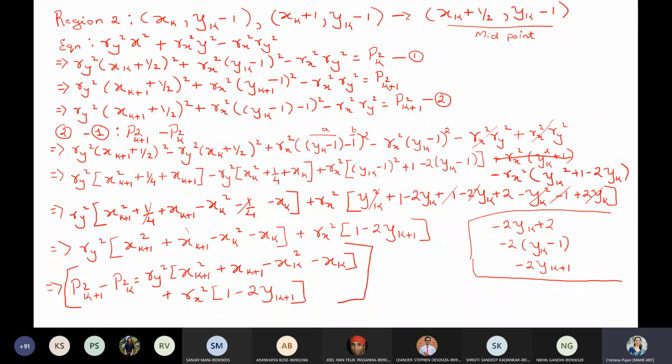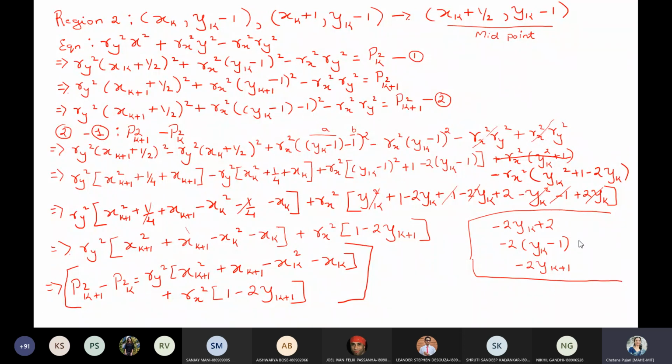Okay, once this is done, you can cancel out your yk because they are common. This is plus and this is minus, we can cancel that. And this is plus 1 and minus 1, plus 2yk and minus 2yk, so we have cancelled it over there. And here you can see you have minus 2 into yk plus 2. So you take minus 2 common, you will get yk minus 1.